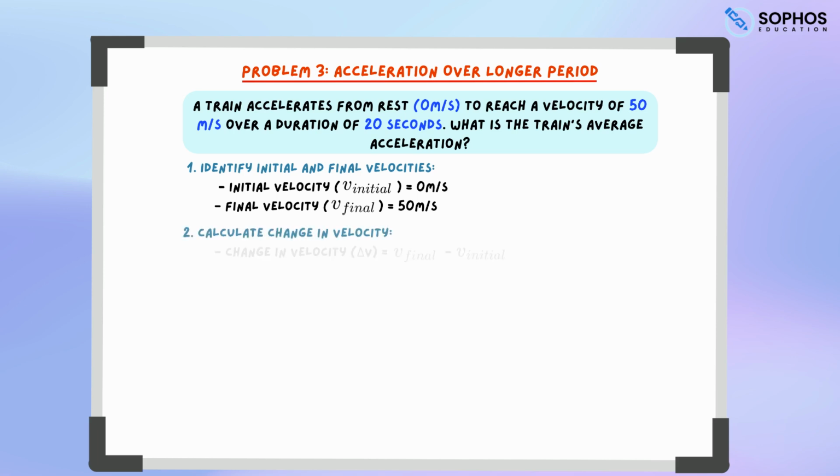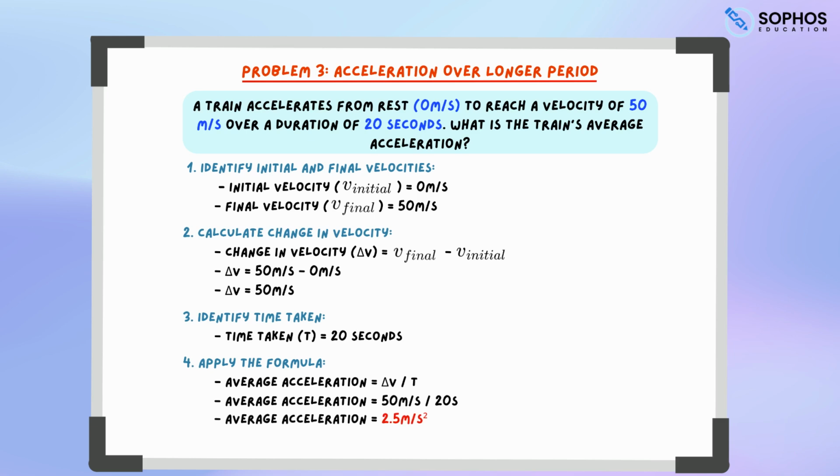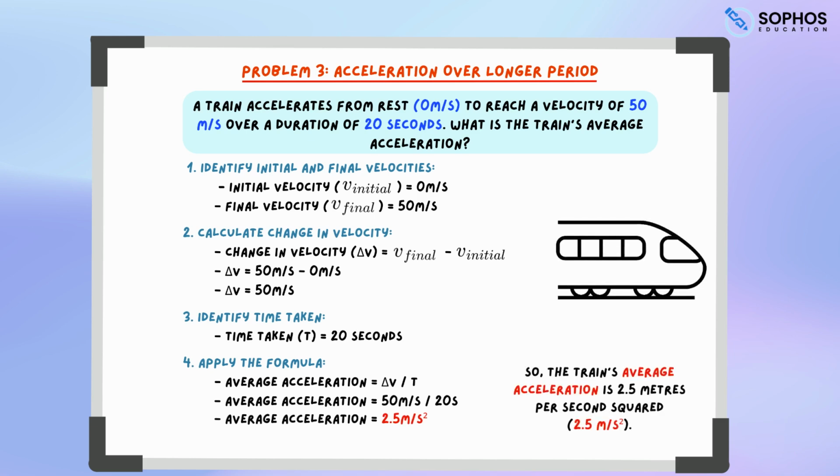Next, calculate the change in velocity, final velocity minus initial velocity. This is 50 minus 0, so 50 meters per second. The time taken is 20 seconds. Now, apply the formula: average acceleration equals change in velocity over time. Substituting in the values, average acceleration equals 50 meters per second over 20 seconds, giving us 2.5 meters per second squared. So the train's average acceleration is 2.5 meters per second squared.